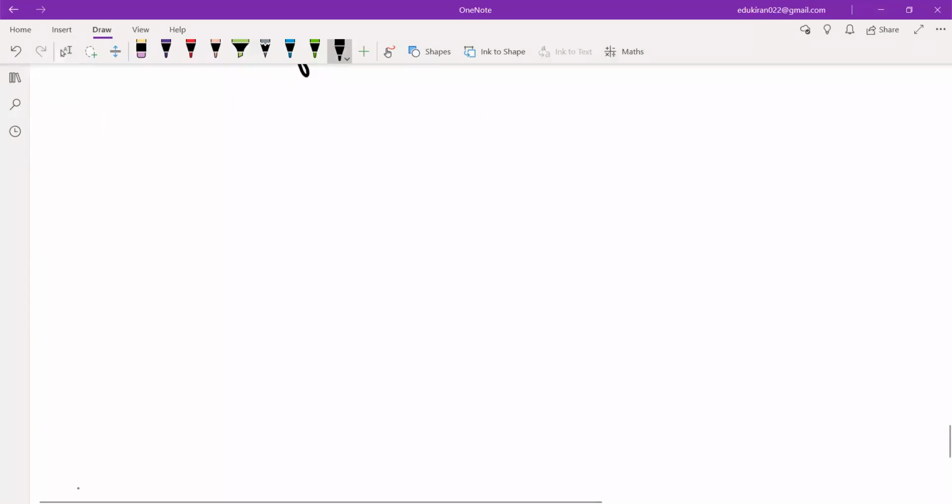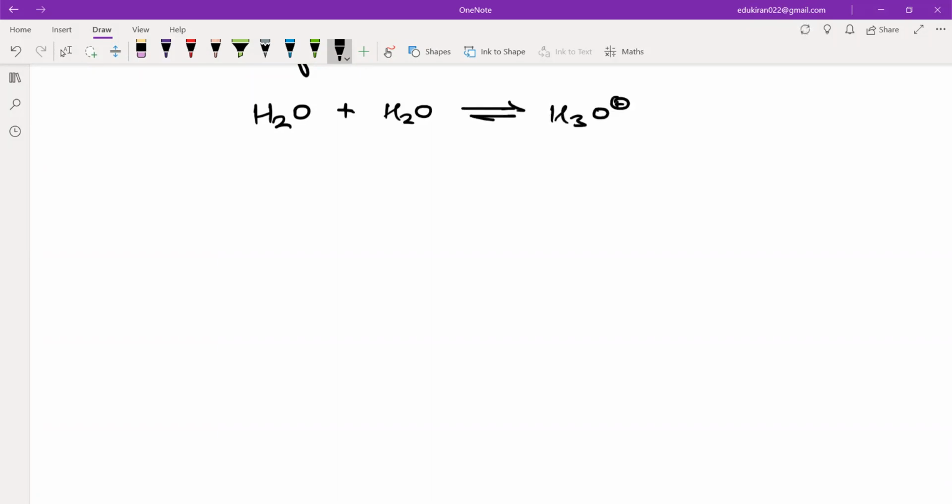Right, next. Let us see the extent of this reaction. So we have H2O plus H2O, giving me H3O positive plus OH negative. Let us say that this is undissociated water and this is dissociated water.